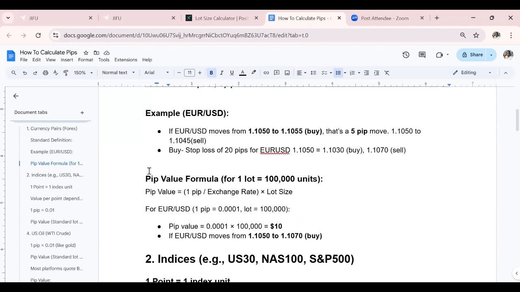So now the worth of that pip in USD. What's the value of that pip in USD? You simply multiply the pip exchange rate by the lot size. So 1 pip is 0.0001, and then the lot size is 100K. So multiply it, it gives you $10. So the value of 1 pip for a standard lot size account is $10.